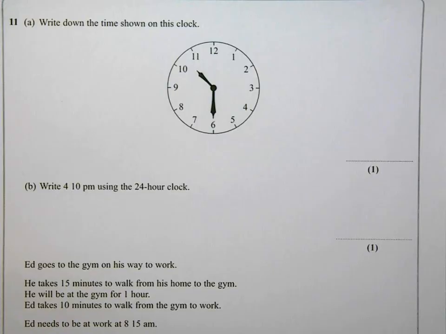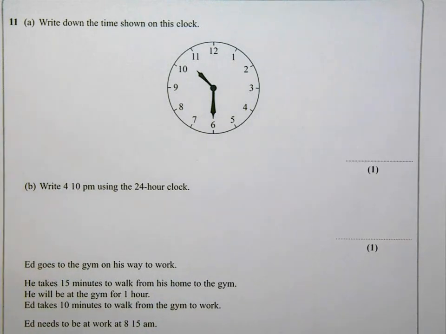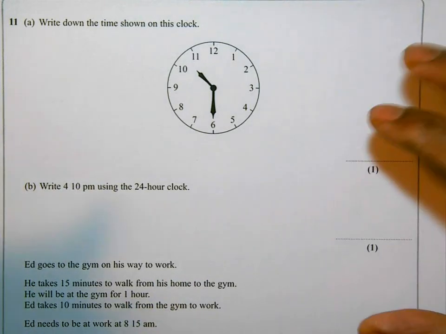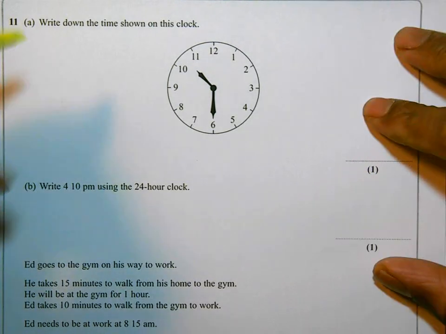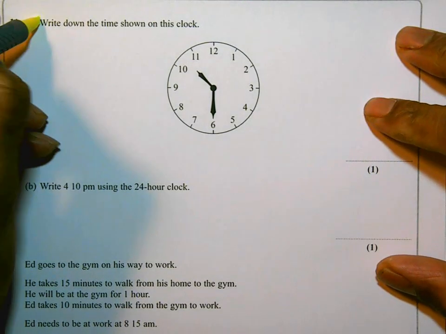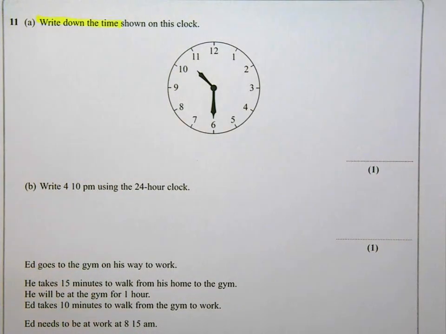This is question 11 on the calculator paper. Now, if I just look at this question, I can see it is potentially pretty straightforward. It looks like it deals with time, but let's read the question. Write down the time shown on the clock. Write down the time shown on this clock. Okay, that's all they want us to do.